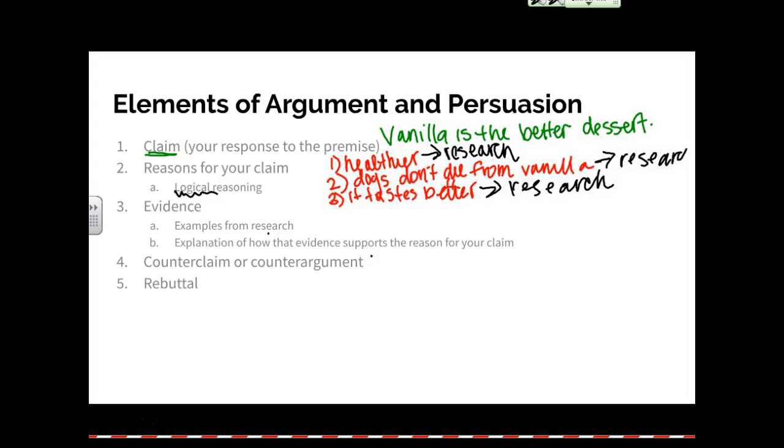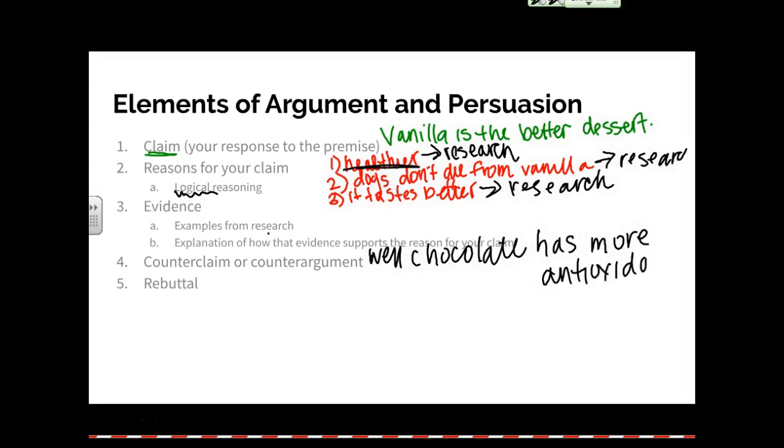Oh, fascinating. Okay, let's focus on this one right here, okay? That vanilla is healthier. Well, chocolate has more antioxidants. I've died. You've died? Yeah, that's still... Okay, what's a rebuttal?